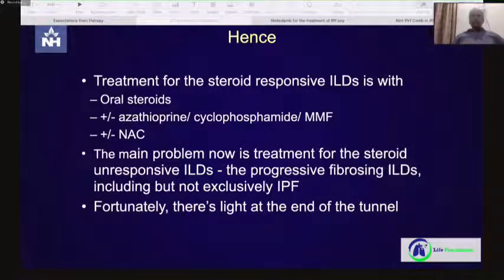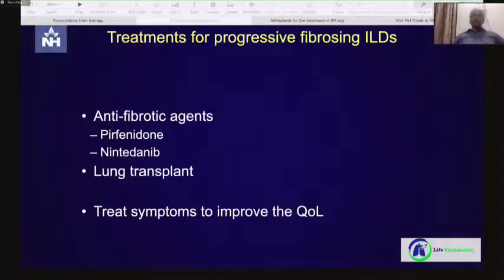So the main problem now is treatment for the steroid unresponsive ILDs. And these are predominantly IPF, but not necessarily IPF. And I think Dr. Syed is going to show you how our diagnosis of IPF is coming down all the time compared to when we were seeing them earlier before the 2011 update. And these are the progressive fibrosing ILDs, which are going to be the focus of my talk. And how do we deal with these? Fortunately, there's light at the end of the tunnel.